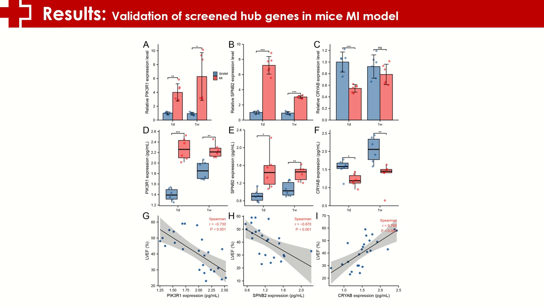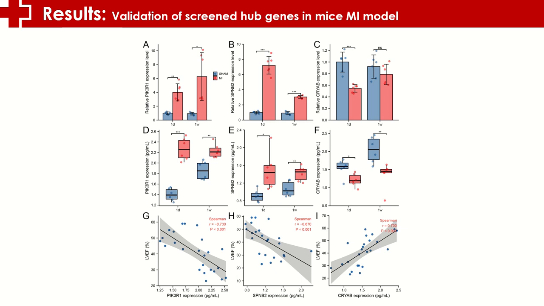And figures D to F are the ELISA results of the left ventricular samples. The PIK3R1 and SPNB2 expression show the same trends as the qPCR results. Interestingly, the CRYAB expression at 1 week is lowly expressed in the MI group. Well, this is a significant difference at 1 week. And so maybe there's an underlying post-translational modification as an interesting target.